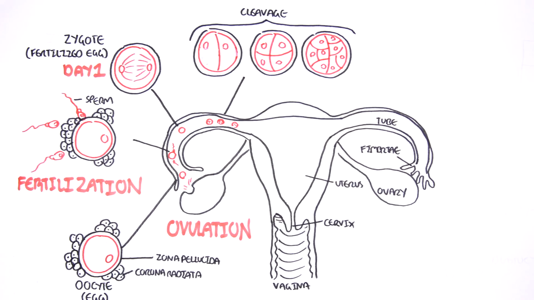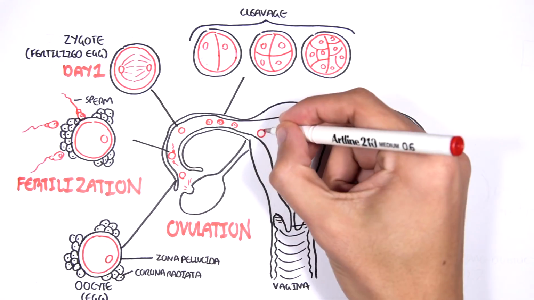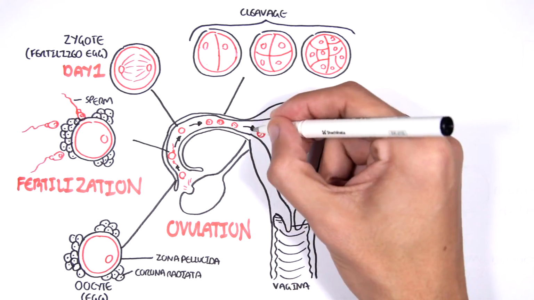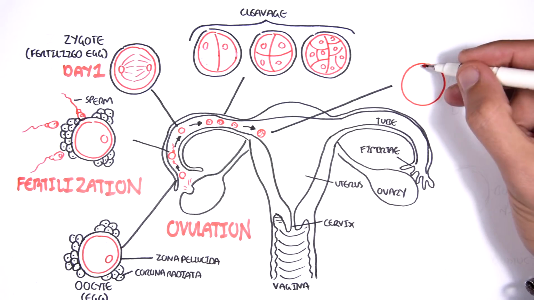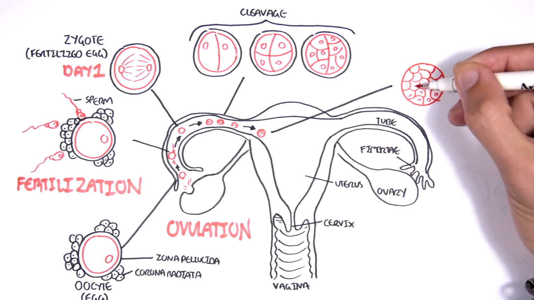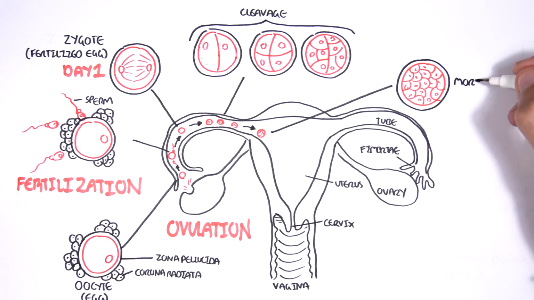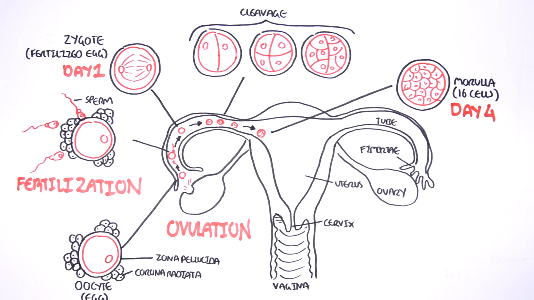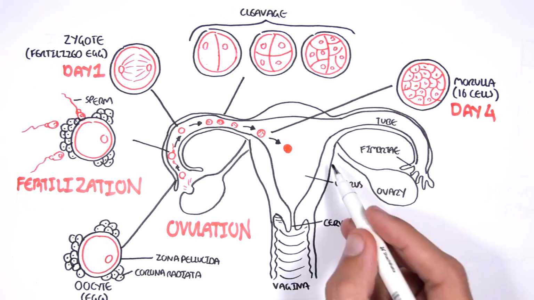What's interesting to know is that as these cells keep dividing, the whole structure actually does not get bigger, but the number of cells increases. And so they basically become compacted in this structure. And this cluster of cells is still within the zona pellucida. When there are about 16 cells clustered together in a ball, this collection of cells is known as a morula. And by this stage, it is day 4 post-fertilization.